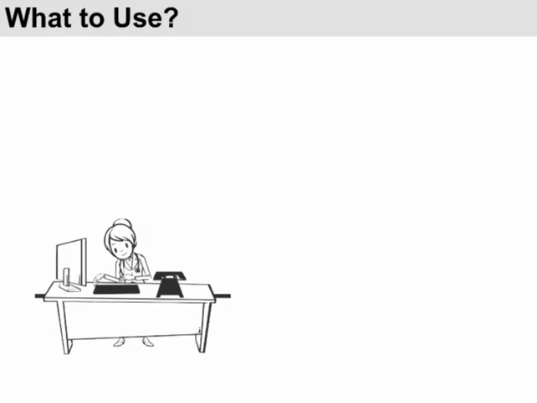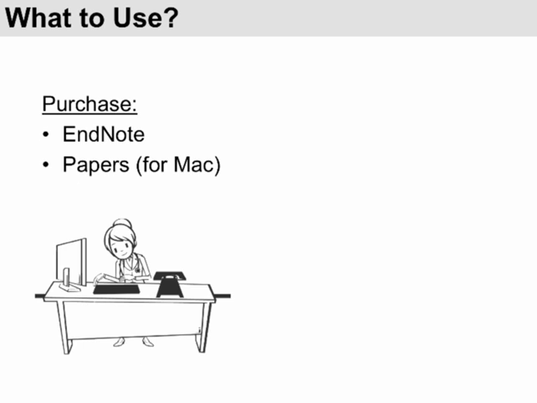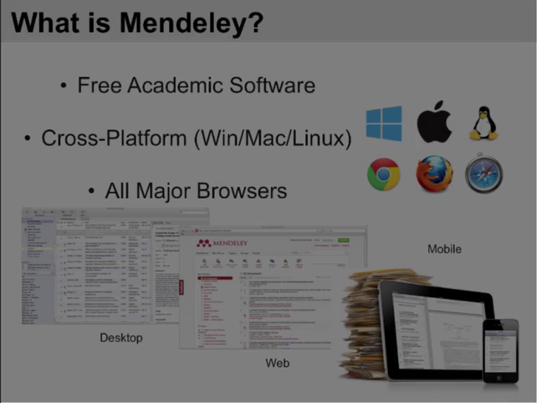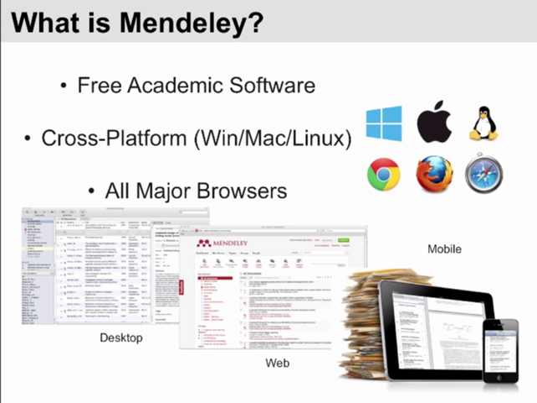Which reference management software should you use? Well, there are a number of options available. Many people purchase EndNote or Papers for Mac. Other free options include RefWorks, which the University of Manitoba Library subscribes to, Mendeley, and Zotero. We're going to be using Mendeley. Mendeley software is free, but charges for extra storage space in the cloud. More on that later. Mendeley is a free academic software.